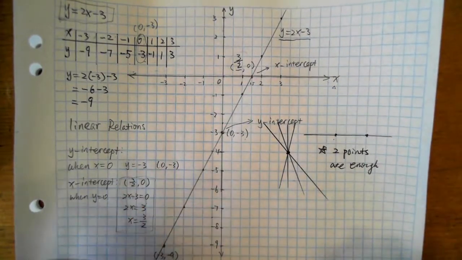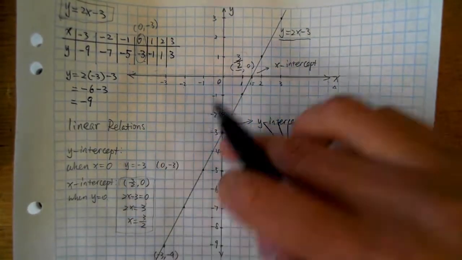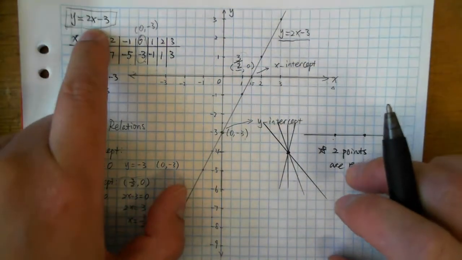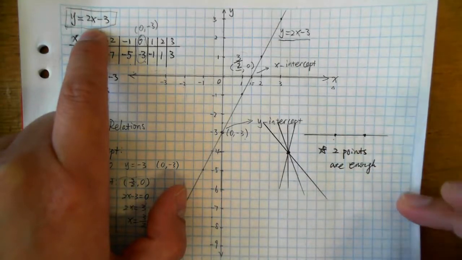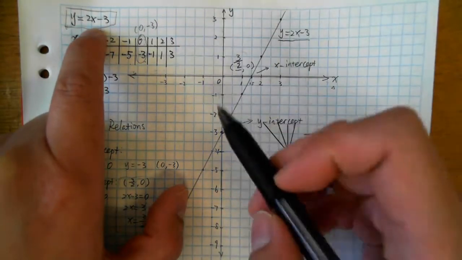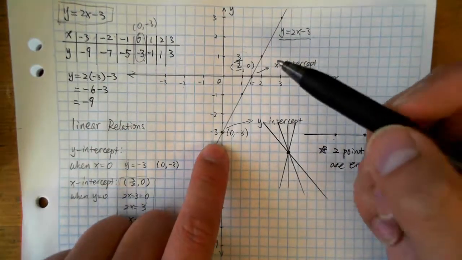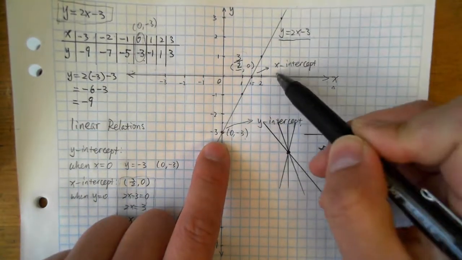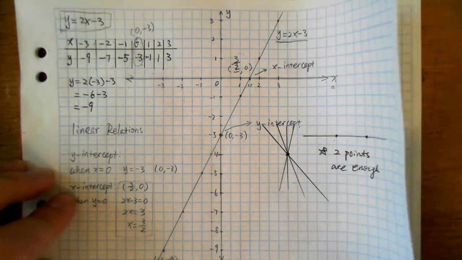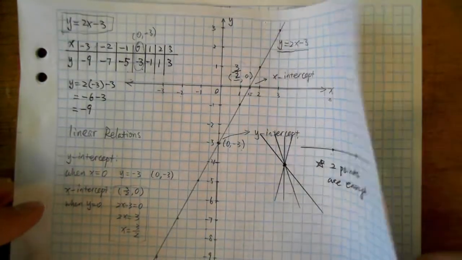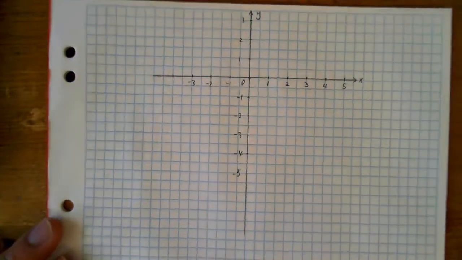So if you want to plot a graph of a linear relation, you just find 2 points. 2 points are sometimes enough. So which 2 points can I use? We normally use the y-intercept and the x-intercept. Now let's have a look at how we can use 2 points to plot the graph.